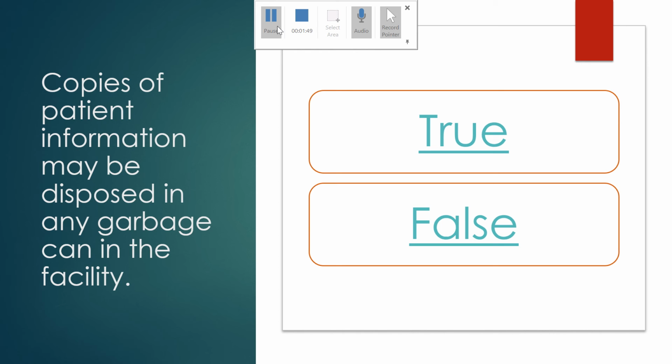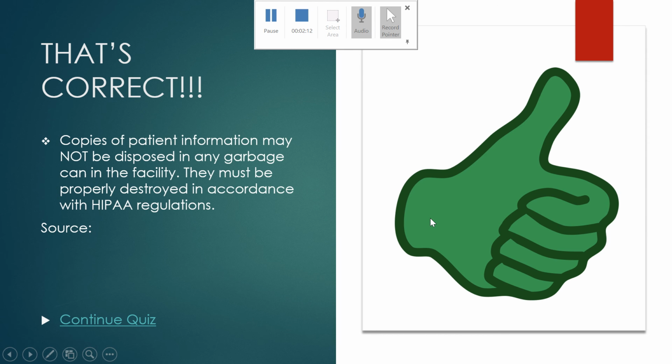So the last one, which is the 20th question, is a true or false question. And the question is, copies of patient information may be disposed in any garbage can in the facility, true or false? The answer is false. Then when you click on false, it will give you a thumbs up.